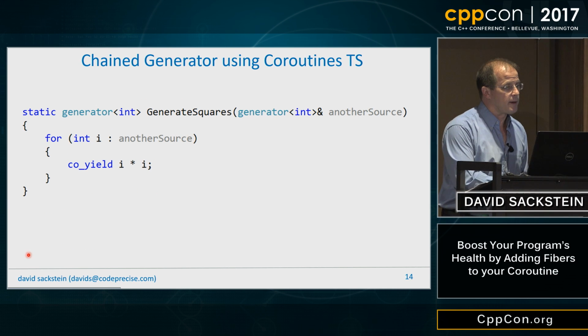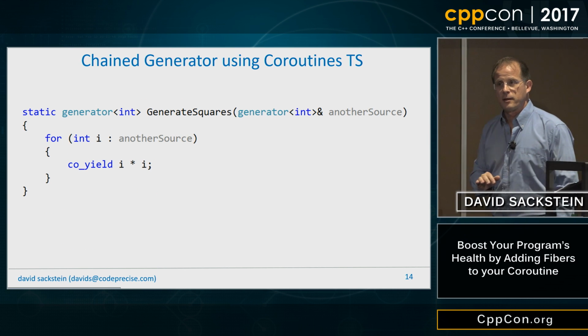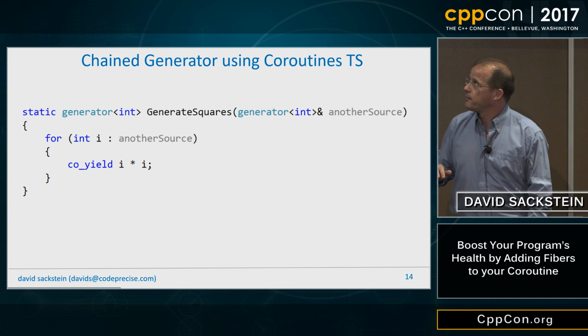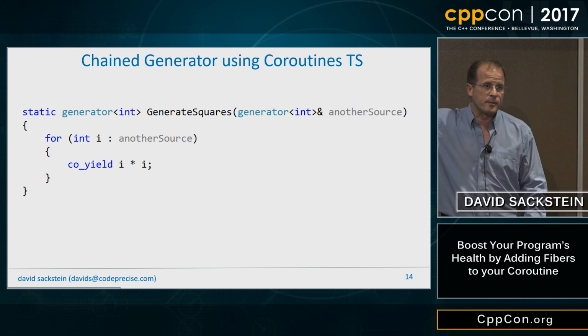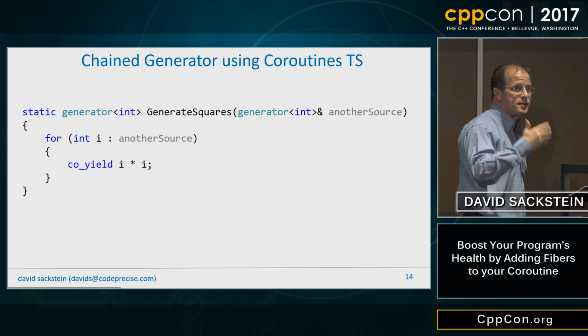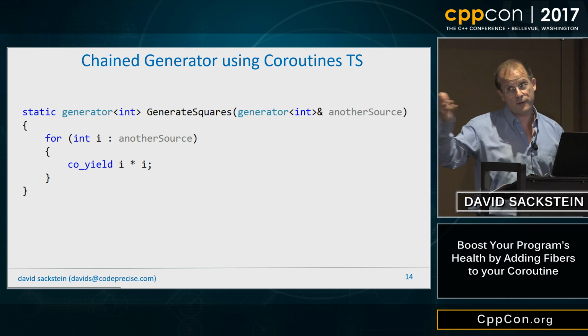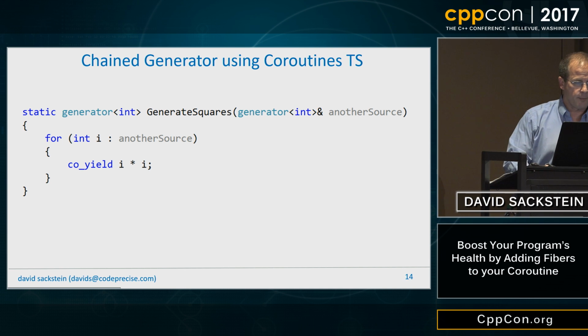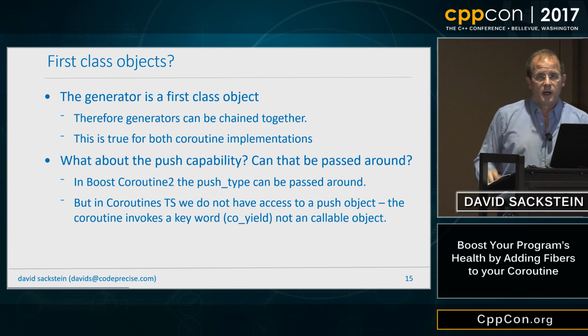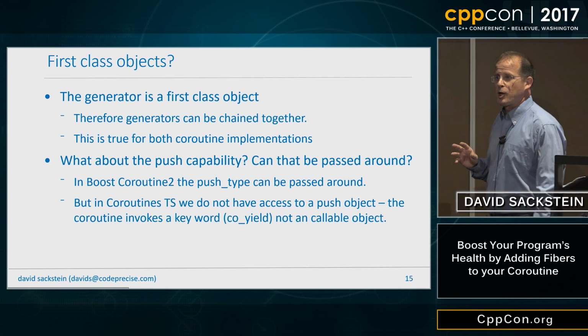Similarly, we can do the same with the Coroutine TS. The generator is an object. We can pass it in by reference, and we can chain generators in this way. Again, we have to use the co_yield keyword. So the generator itself is a first-class object.